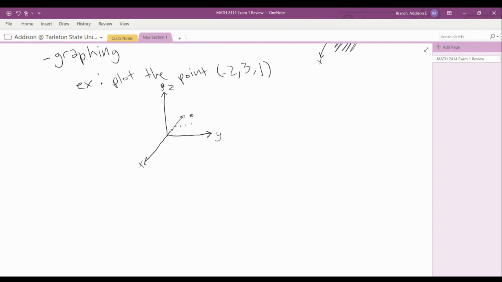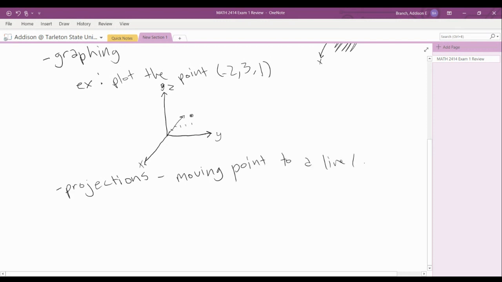Now that we've covered graphing, we can cover projection, since that's another main skill that we're going to talk about. So, projections. When we are projecting a point, that essentially means we are, quote unquote, moving the point to a line or plane.